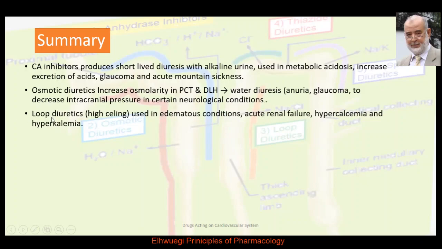The third group, loop diuretics like furosemide, we call them high ceiling because they produce the maximum possible diuresis. They are used in certain edematous conditions like pulmonary edema, and as well in certain cases of acute renal failure, and they are applied in certain types of hypercalcemia and hyperkalemia.